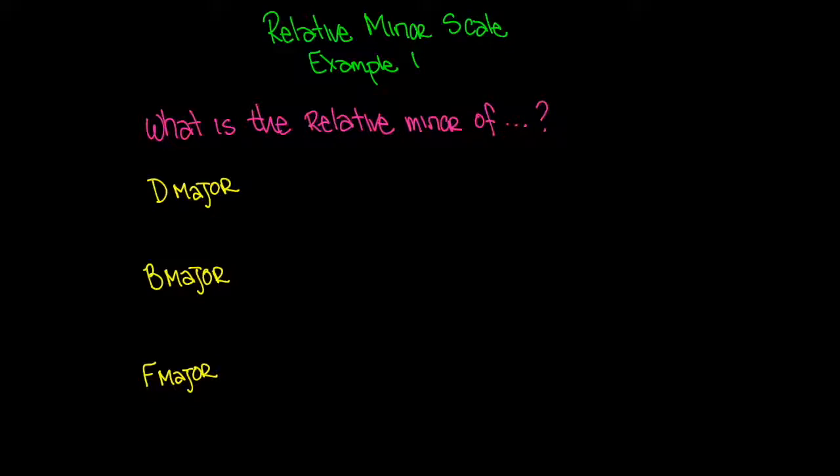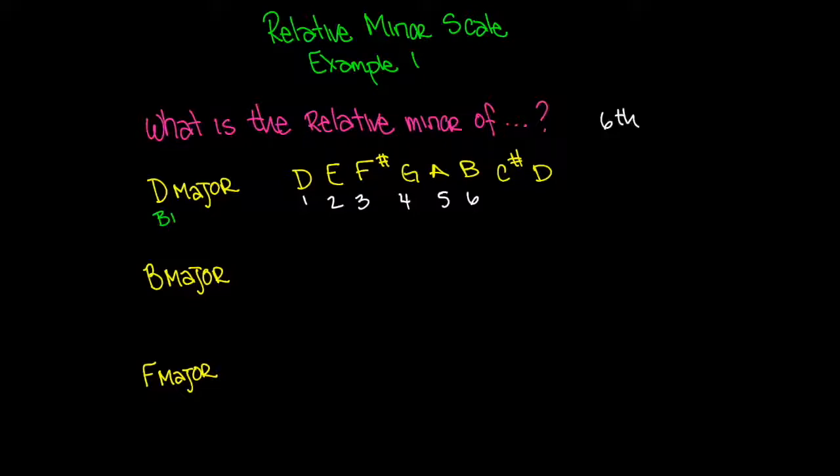What is the relative minor for D major? Well, we know first off we need to build the D major scale. And I'm just going to run through that very quickly, and that would look something like this. Okay, and then we want to know the relative minor, and we know that the relative minor is the 6th degree of its major scale, and so we can just count 1, 2, 3, 4, 5, and 6. And so the relative minor scale for D major would be B minor.